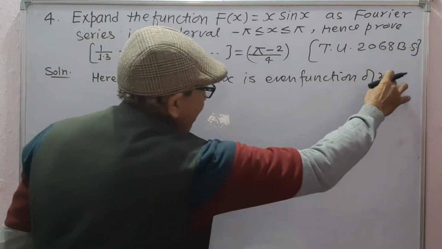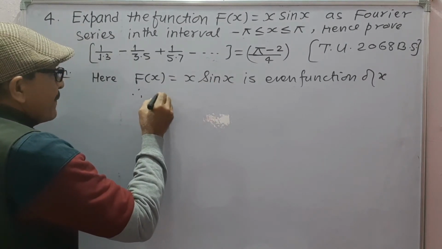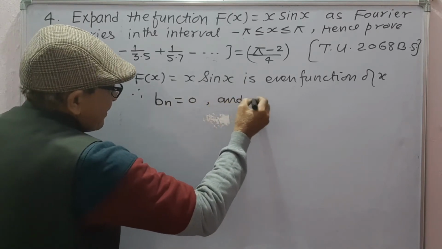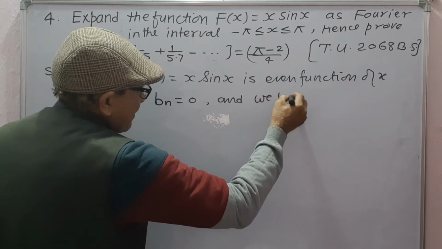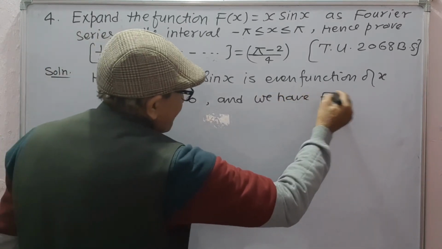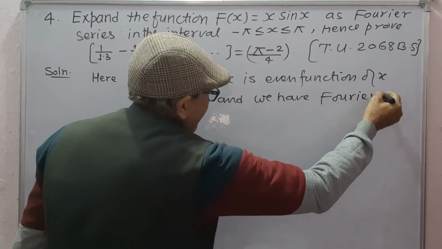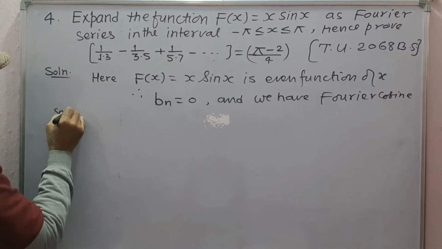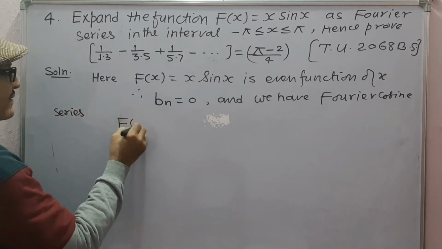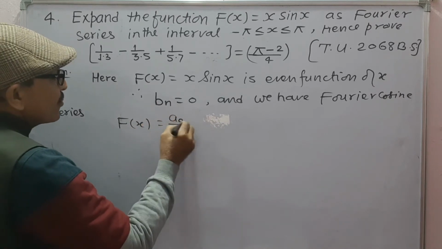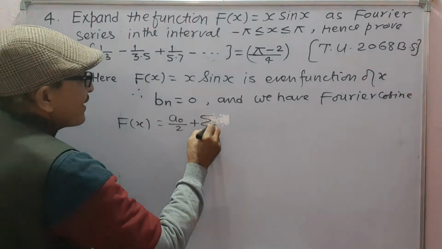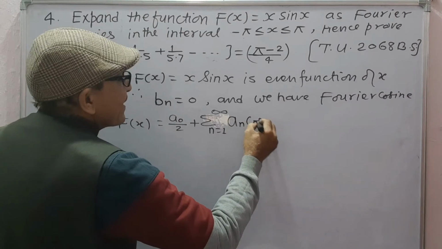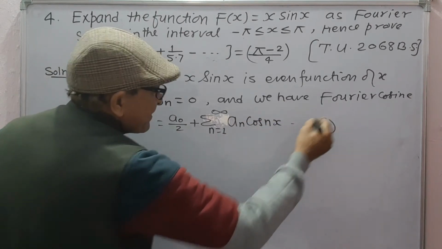Therefore, bn will be 0 and we have Fourier cosine series as f(x) is equal to a naught by 2 plus summation n is equal to 1 to infinity an cos nx. Suppose this is equation 1.